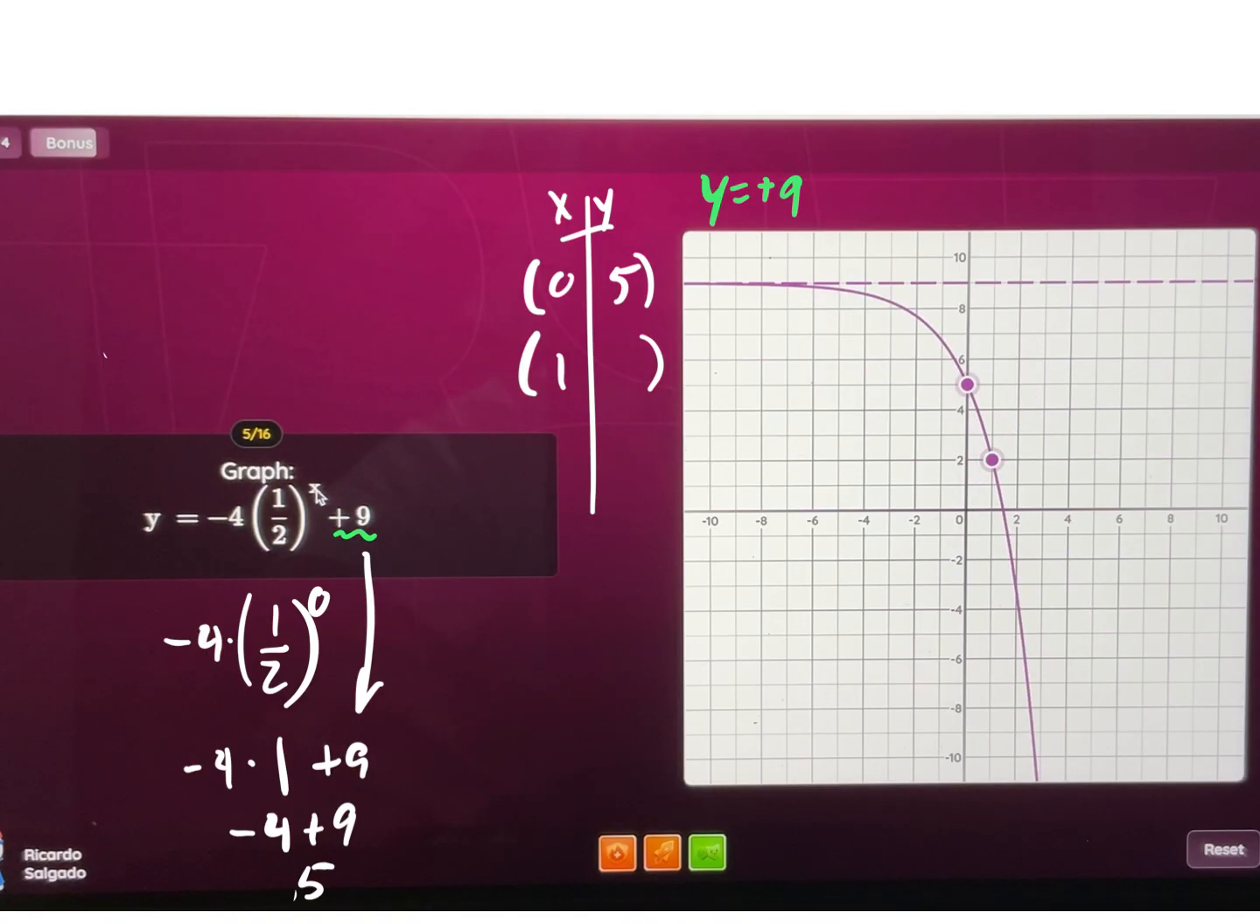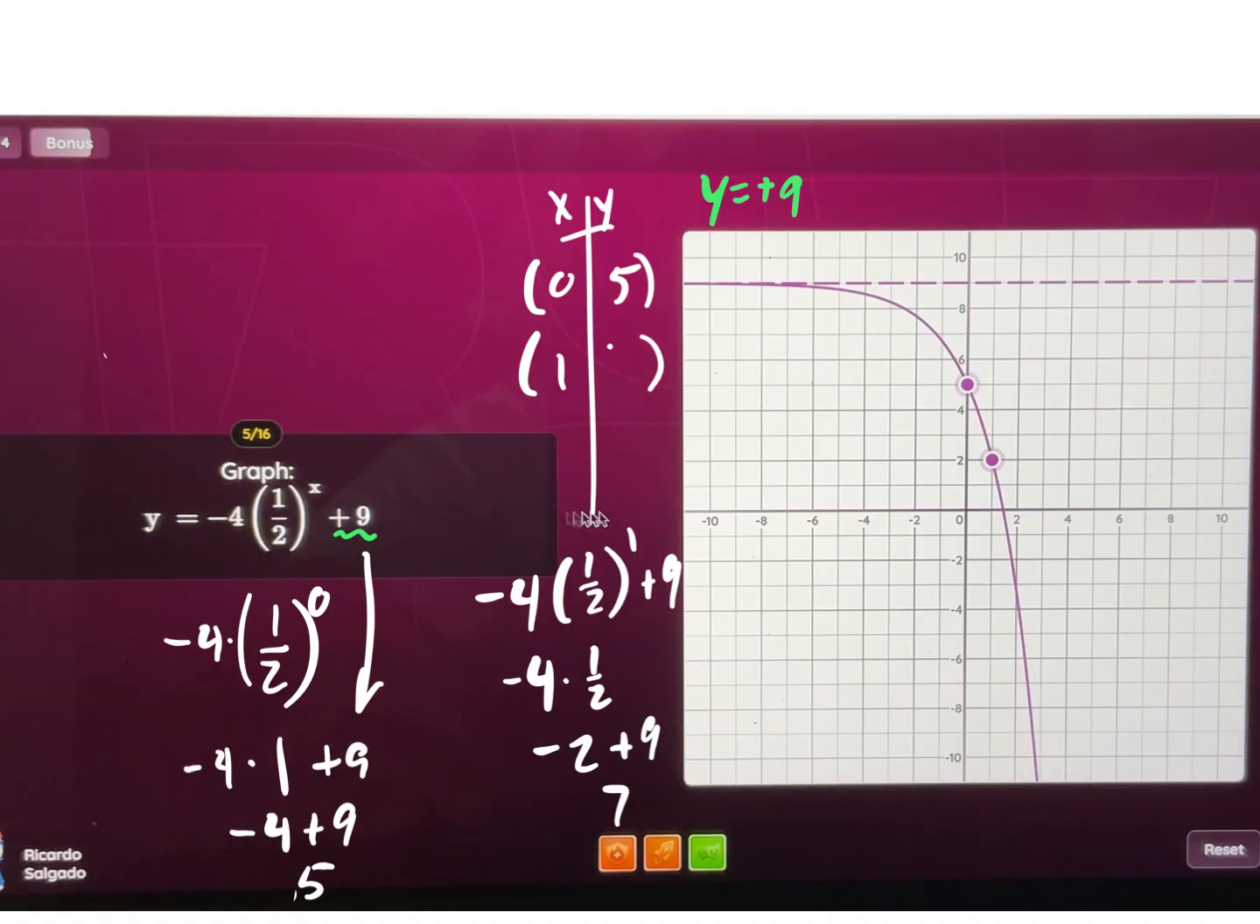Now let's plug in a 1. Plug in a 1 right there. 1/2 to the 1 is 1/2. 1/2 times -4, that's like saying half of -4, that's -2. And -2 plus 9 is 7. So 1, 7. The input 1 gives you the output 7. Put a dot right there, and there's your exponential decay function. This is a decay function because from left to right, the distance is decaying towards the asymptote.